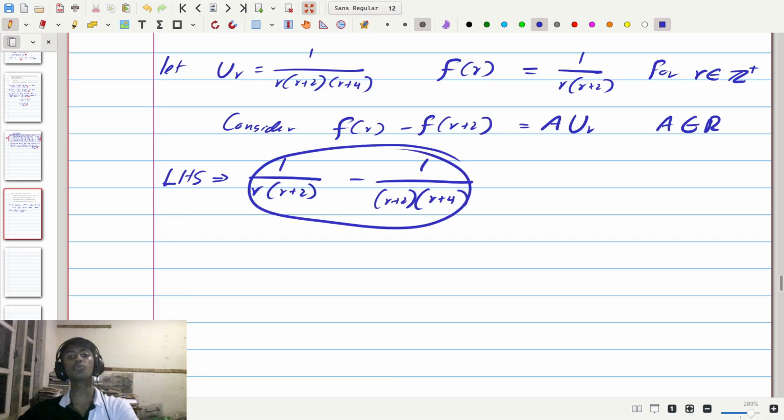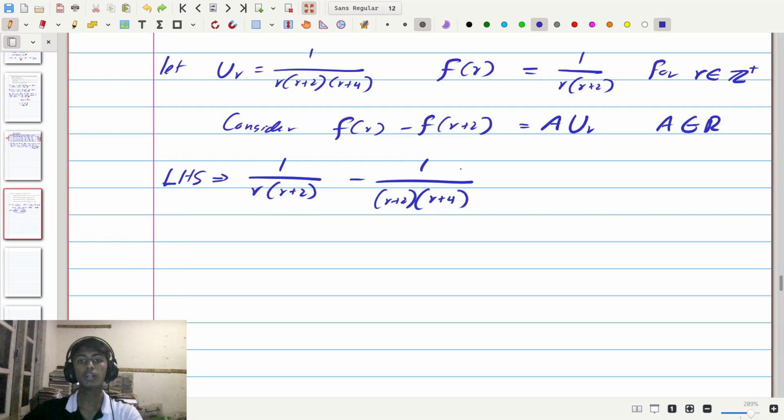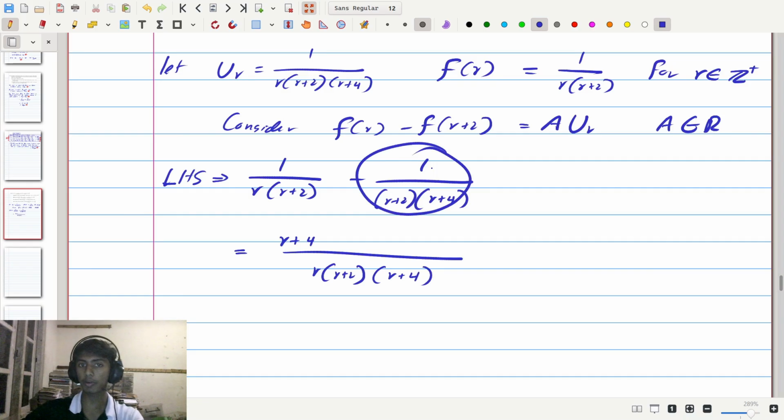Now, considering this, we can take all of this under a common denominator of r times r plus 2 times r plus 4, which is required in order to get a u of r term. If we do that, we get an equal sign here, and then to get the top and bottom multiplied by r plus 4, we have r plus 4 on top over a common denominator of r times r plus 2 times r plus 4. For the other term, to get the common denominator, we need to multiply top and bottom by r, meaning that we get r here divided by r times r plus 2 times r plus 4. So therefore we have minus r on top, so minus r.